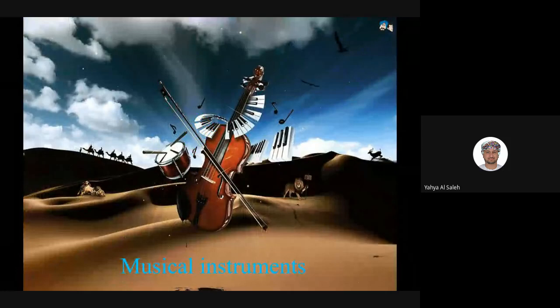Musical instruments. Anyone here plays guitar, violin, oud? You would know that you are strumming these strings to make different noises. If you hold it from here, you'll get a different note. You hold it from here, you will get a different note. You hold it from here, you get an even different note, and so on and so forth.